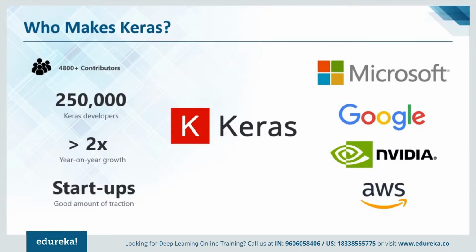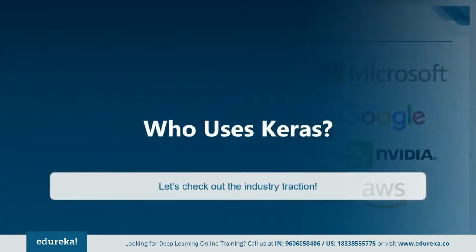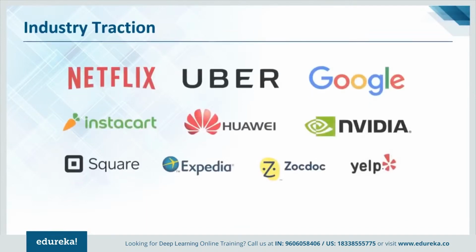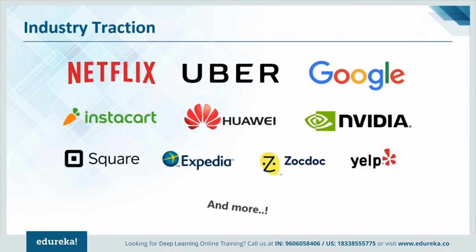Good enough. So at this point, I'm sure all of you are curious about who uses Keras. Well, Keras has an amazing industry traction and it is used in the development of popular firms like Netflix, Uber, Expedia, Yelp, and more. Well, now that you know, the next time you watch a movie on Netflix or book an Uber, you know Keras is being used. So guys, if Keras is getting all this attention, what makes it so special? What makes Keras stand out among all the top frameworks?